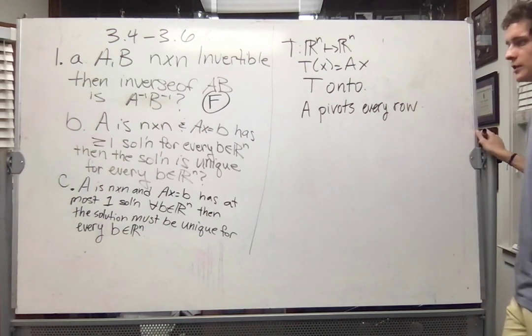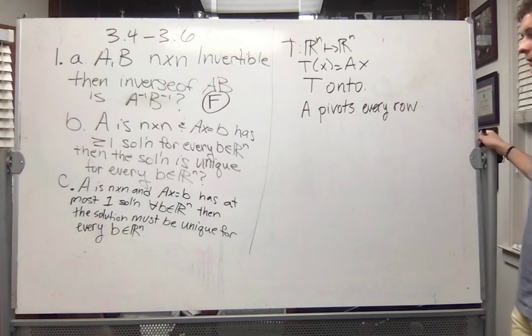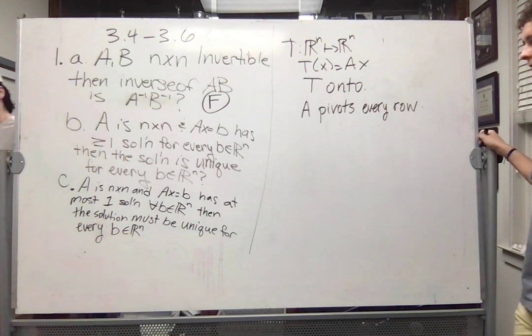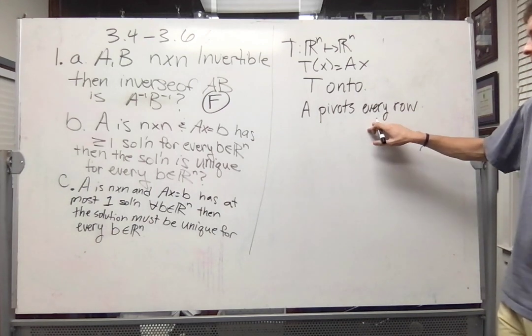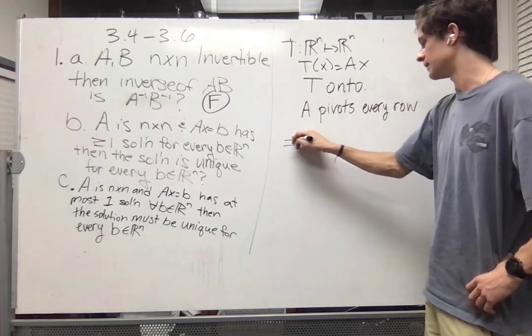So we also have that the transformation is onto. Let's look at the next part of the statement. Does the solution have to be unique for every b in Rn? Since A is square and we have pivots in every row, that also means we have pivots in every column.